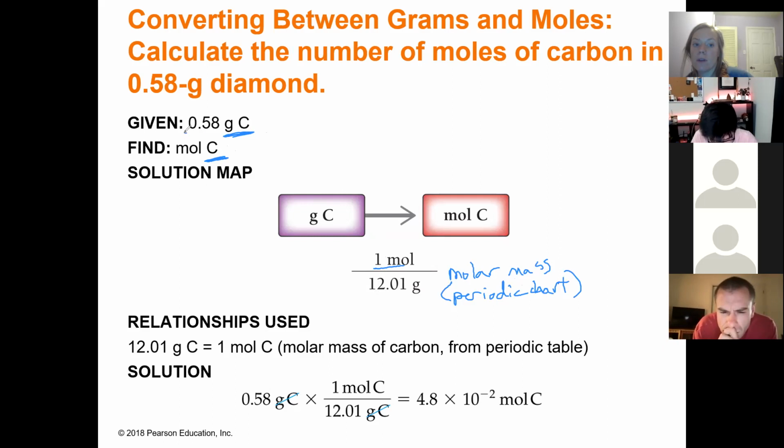So we start with our given information, which is grams, 0.58 grams. And we set up the molar mass where we put the gram on the bottom, because again, we want the gram and the gram to cancel, and we put the mole on the top. Remember, this is a molar mass, so it's per mole. Grams go away, and we end up with 4.8 times 10 to the negative 2 moles of carbon. And again, don't get freaked out by this. This is the same thing as 0.048 moles of carbon.